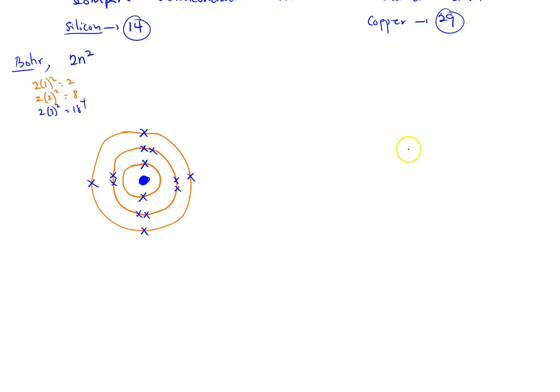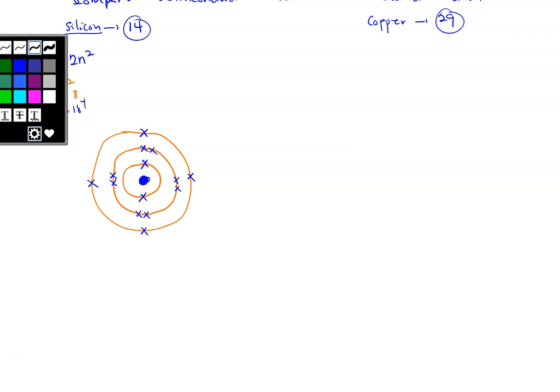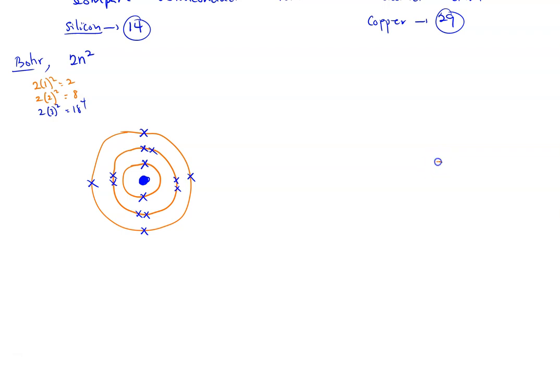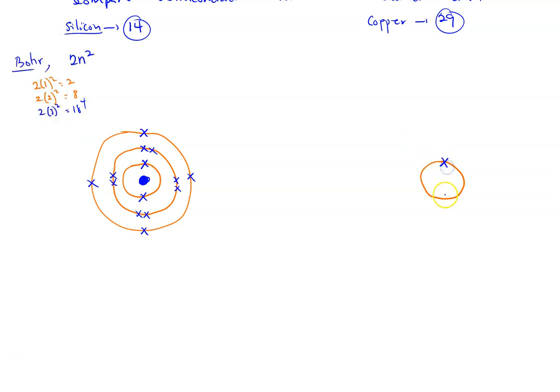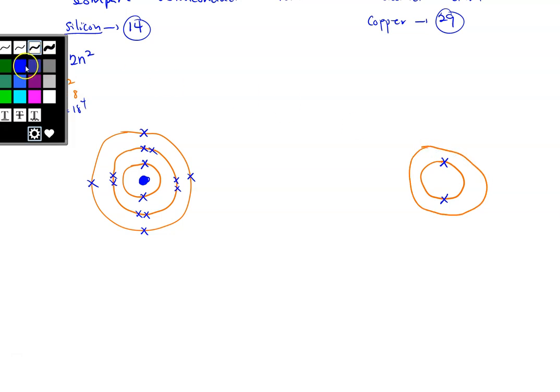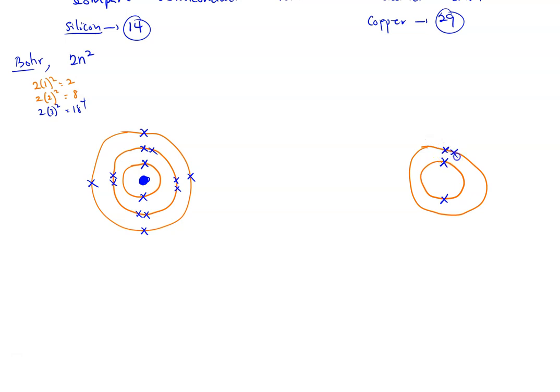Okay, so what about the copper? With the copper, the first shell takes 2. So we have 1, 2. And the second shell takes how many? 8. So we have 1, 2, 3, 4, 5, 6, 7, 8, right? So we have filled 10 now, and it's left with 19. So the third shell takes 18. So let's draw the third shell. The third shell will have 18 there.